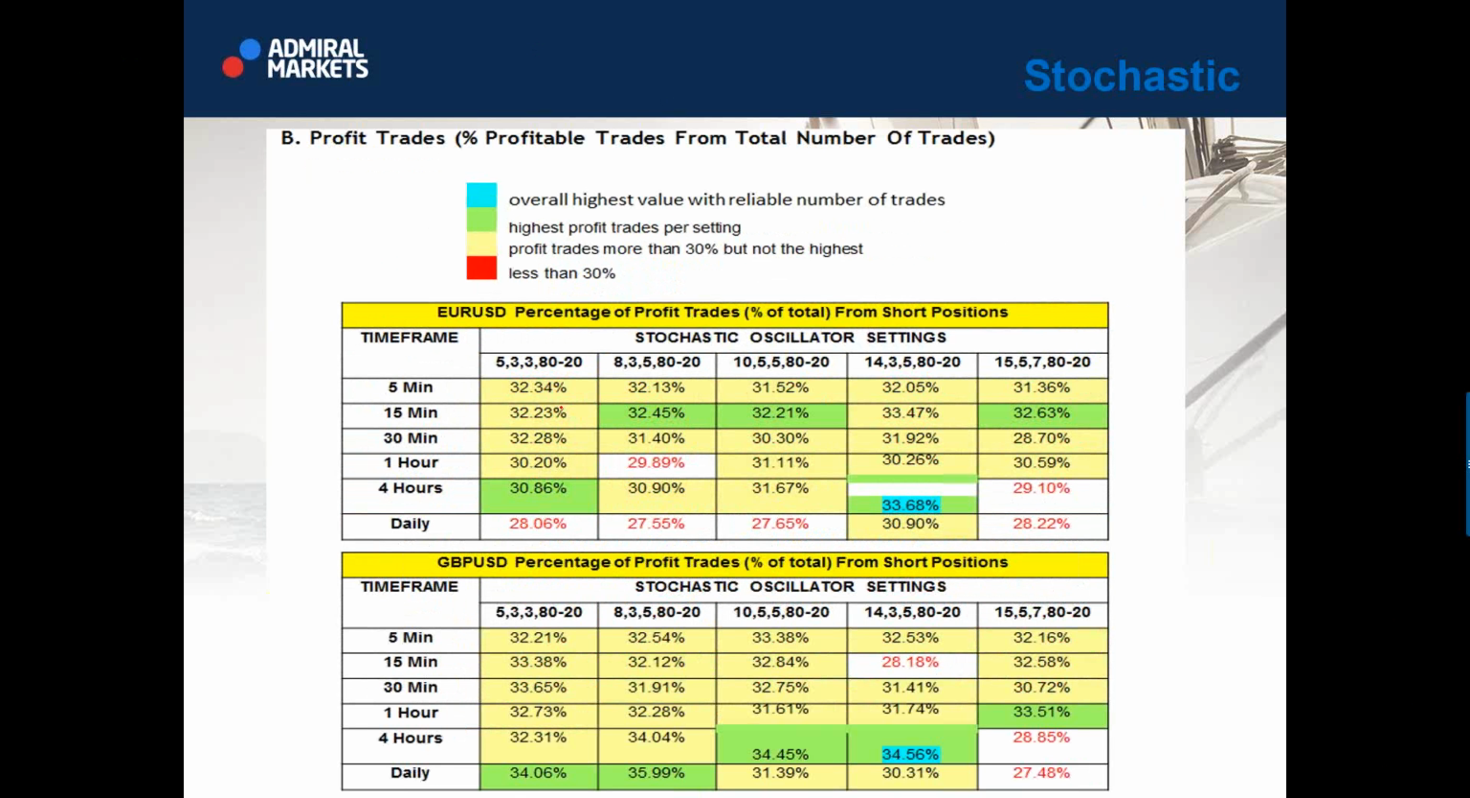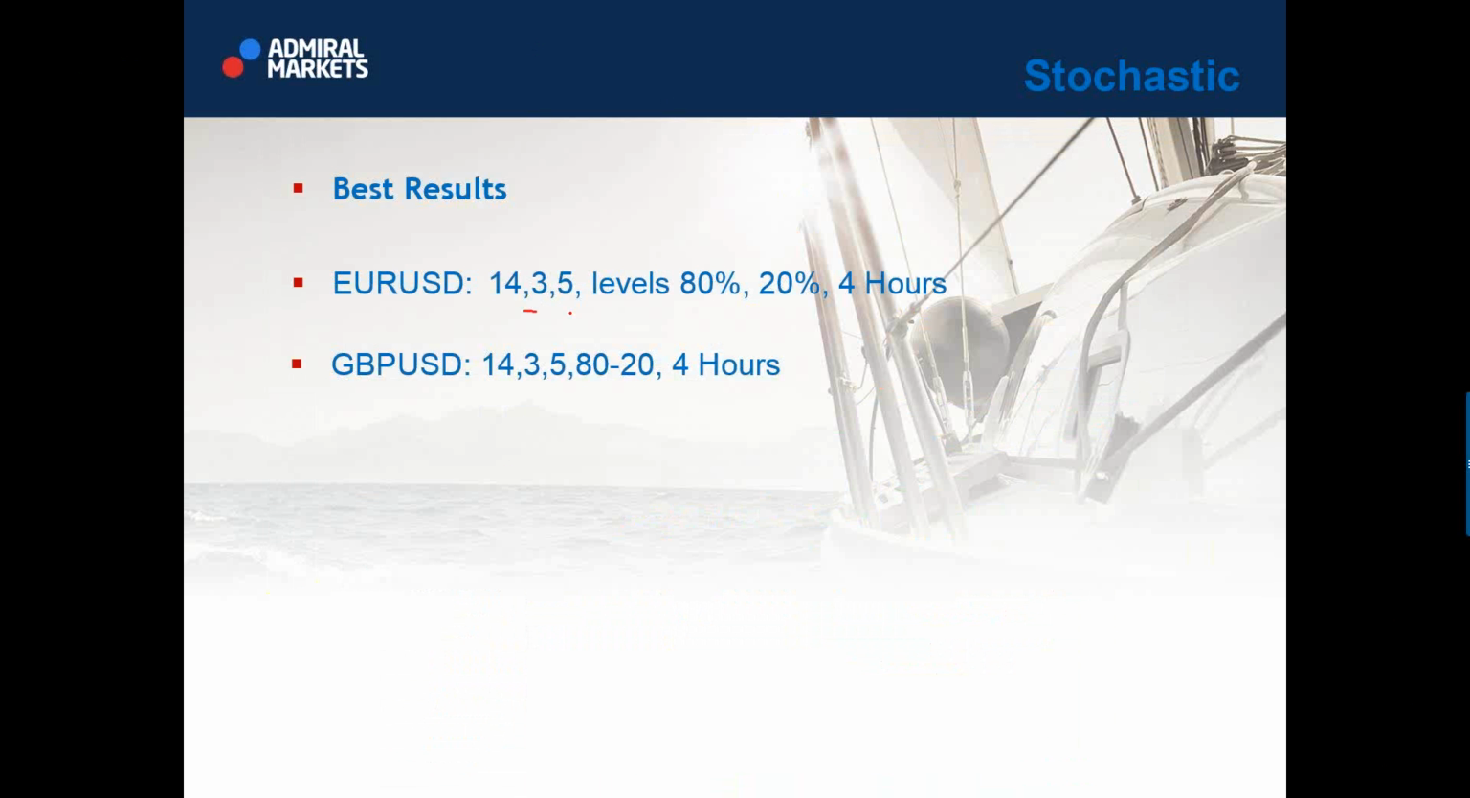This is again a crunching of numbers from the percentage of profitable trades. The overall highest value, with a reliable number of trades, was again the 14-3-5 stochastic setting, definitely on both pairs, both Euro-dollar and GBP. So 14-3-5 with 80-20 levels, for both Euro-dollar and GBP-dollar, for our time frame setting.